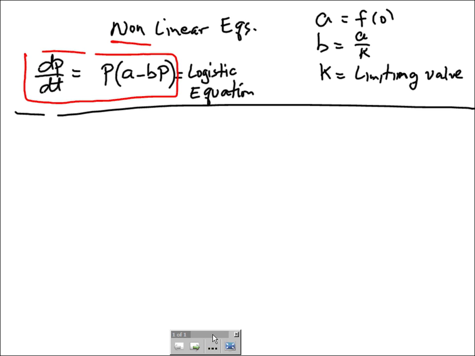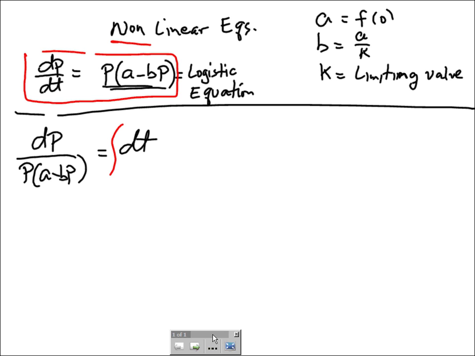So I would integrate both sides. First, it is separable. I'll bring this to the denominator on the other side, and I'll bring the dt up here. I can easily integrate the right side. It is t plus a constant. And I have to integrate the left-hand side.